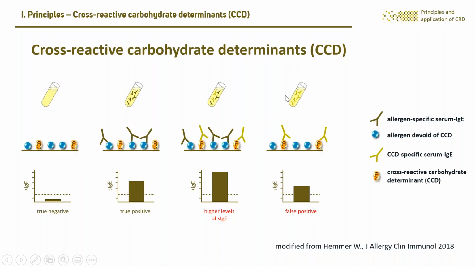The biggest problem is shown here on the right. In this example, the patient has IgE exclusively to the CCDs, and here you will get a false positive result in serological testing. False positive because these IgE will not cause any symptoms in the patient. But there are some strategies in order to overcome these problems, and I will talk about this a little bit later in my presentation.